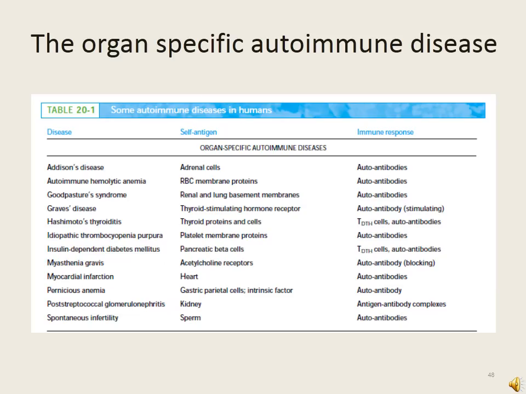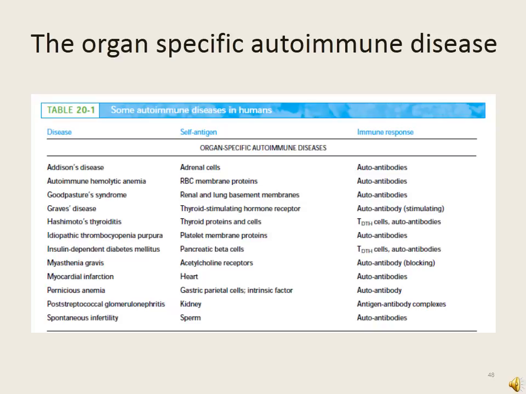Okay, when there is a lack of self recognition or lack of self tolerance, it will induce autoimmunity. And the pathology of autoimmunity is autoimmune disease. There are two types of autoimmune disease. The first is the systemic autoimmune disease, and the second is the organ-specific autoimmune disease.